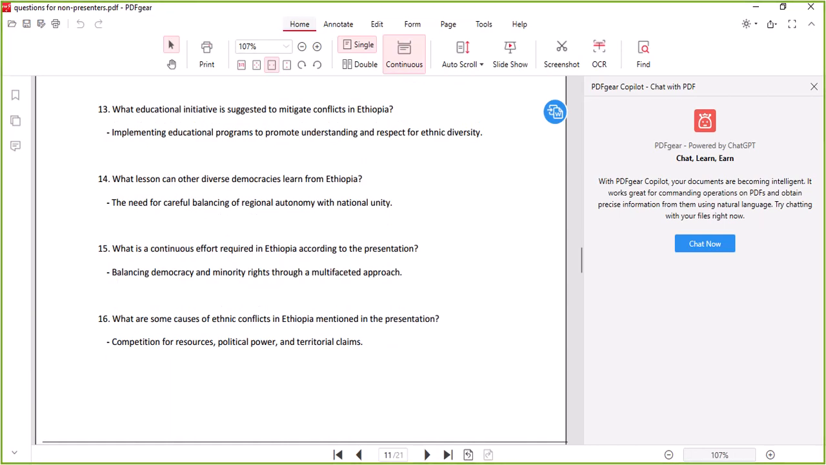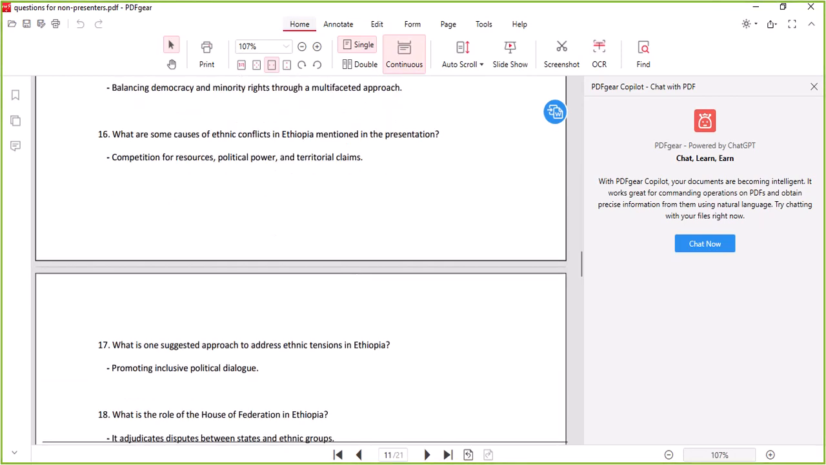What are some causes of hidden conflicts in Ethiopia mentioned in the presentation? Social conflicts like competing for resources like land, and other ones like political, other ones historical conflicts. One more question. What is one suggested approach to address ethnic tension in Ethiopia?